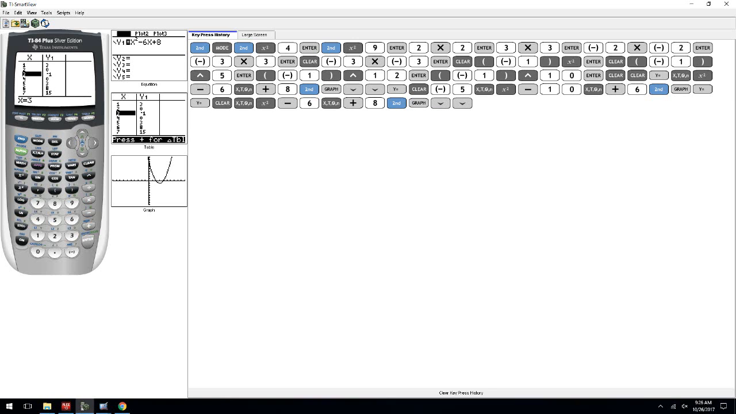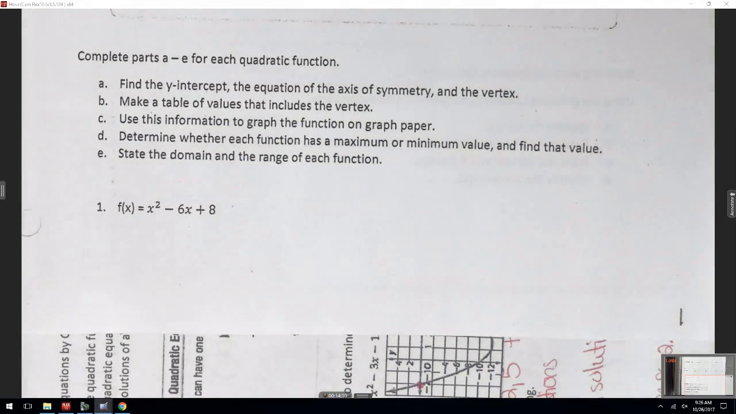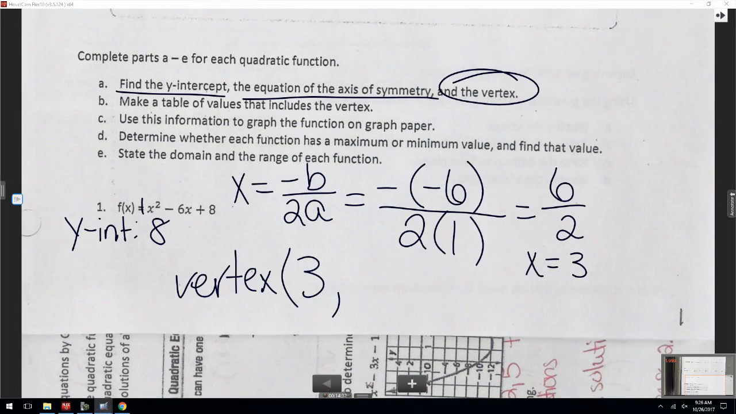So our vertex is where? Hold on. Where's our vertex at? All right, where's our vertex at? No, our vertex is not at -1. It's a whole ordered pair. What's the ordered pair? 3, -1. There you go. Everybody okay so far?